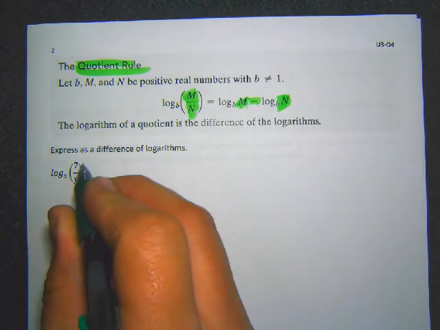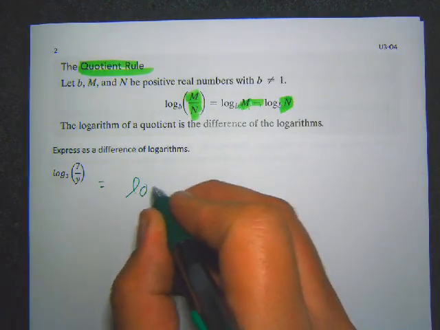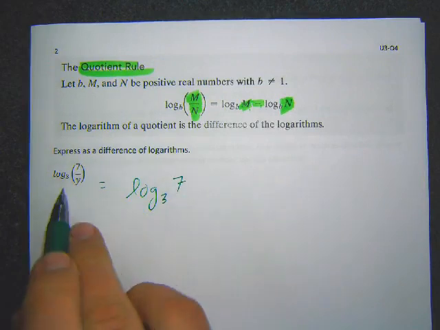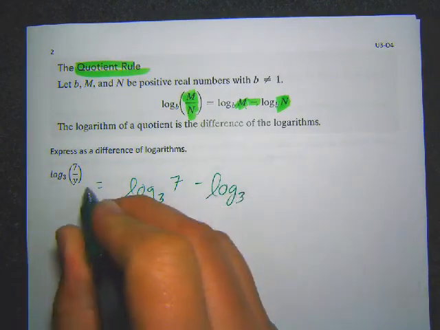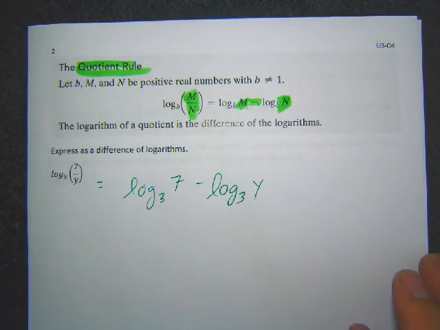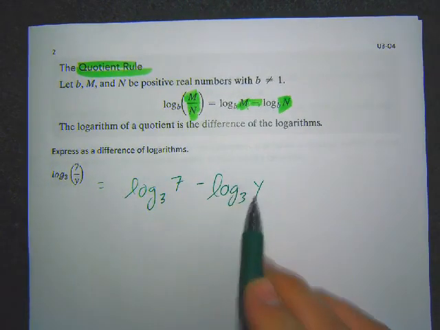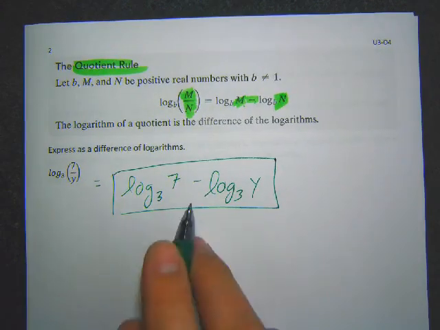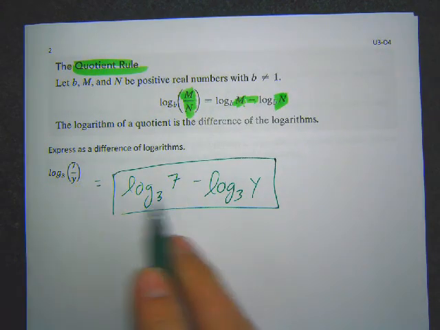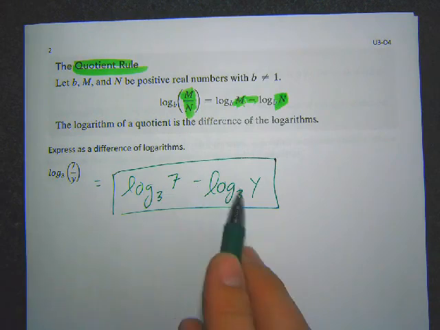So here we have log base 3 of 7 over y. So we get log base 3 of 7, so log of the top part first, minus log base 3 of y. So log base 3, we get the log of the bottom part second. And that's our answer. We just wrote it as a difference, as a subtraction. Because division inside turns into subtraction between two separate logs.